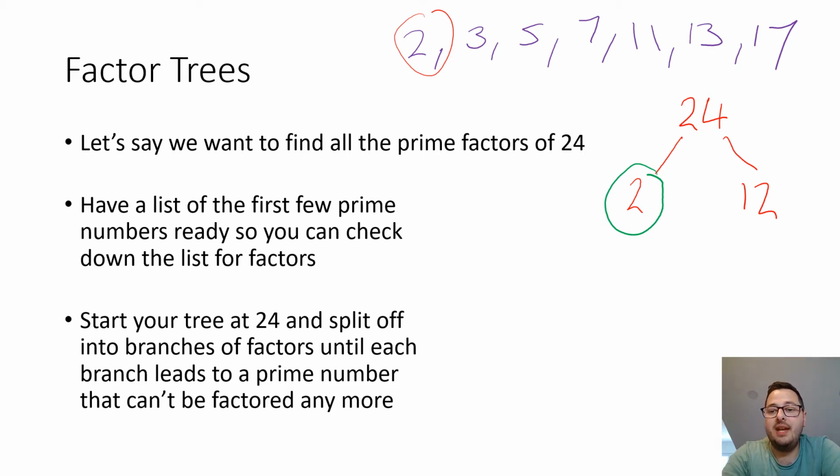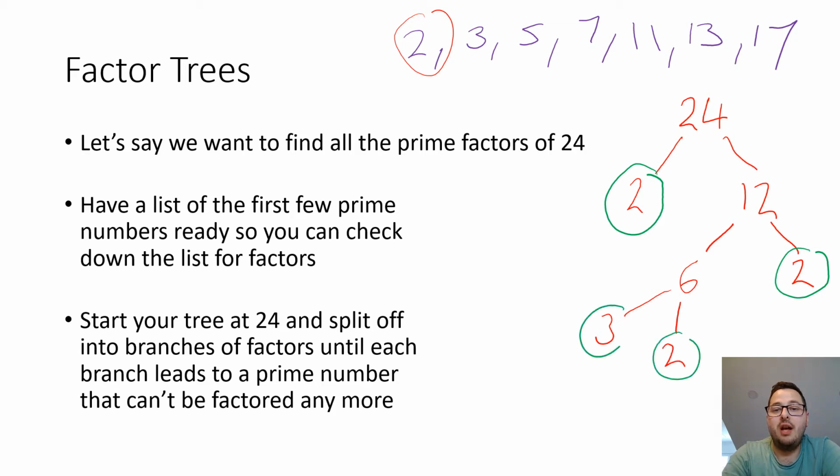12 you can divide by 2 as well, so this is 2 times 6. Once again, 2 is prime, so I can circle that. Then 6 is not prime, but again, we can factorise it. 6 is 3 times 2, and both of those are prime. So that is our factor tree, and the factors are 2 times 2 times 2 times 3. That is our product of prime factors.